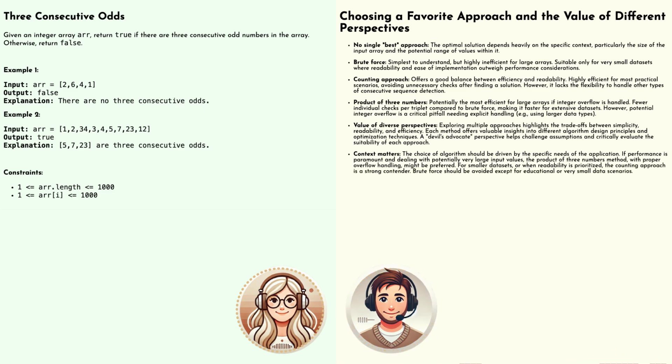But I have to admit that the product of three numbers method, with its touch of mathematical elegance, has a special place in my heart. It's a nice reminder that sometimes the most creative solutions come from looking at a problem from a different angle. I completely agree. It's all about expanding our problem-solving toolkit and embracing different ways of thinking.